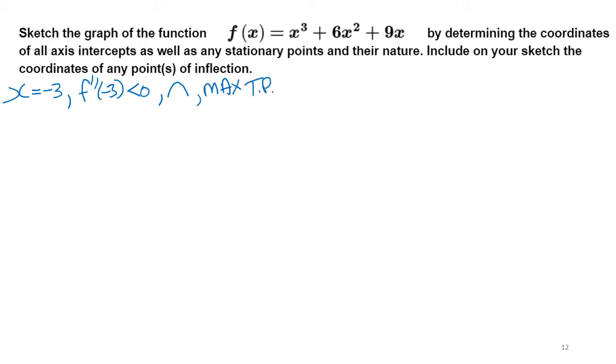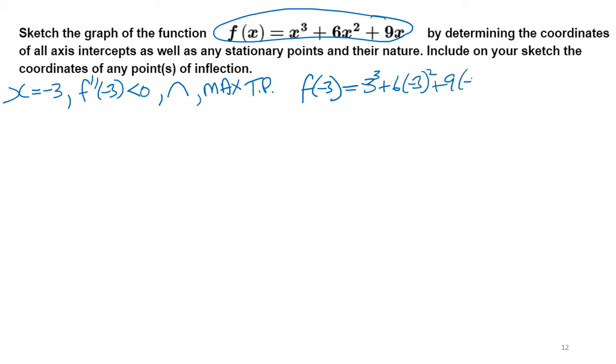But have we done enough? No, we have not, because we need to know what the y coordinate is at x equals negative 3. So we need to sub x equals negative 3 into the original equation. So it will be negative 3 cubed plus 6 times negative 3 squared plus 9 times negative 3, and it will be a calculator exercise. It should work out to be 0. So therefore, maximum turning point at negative 3 and 0.